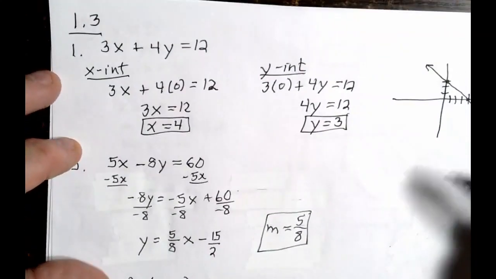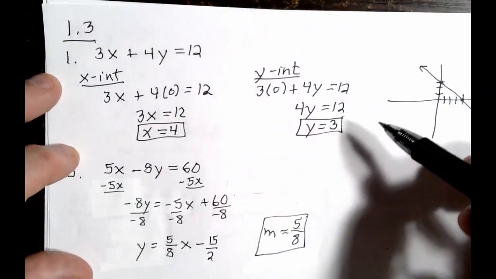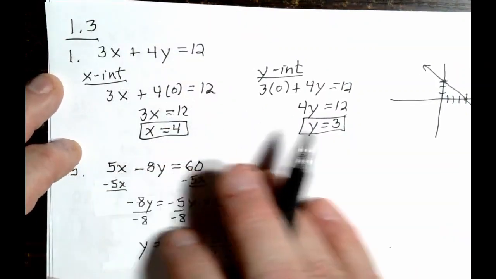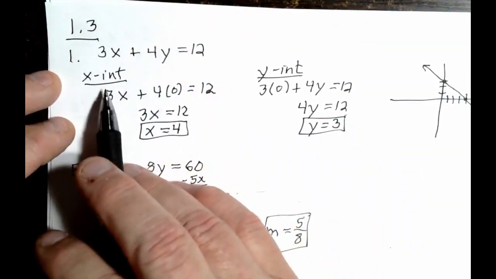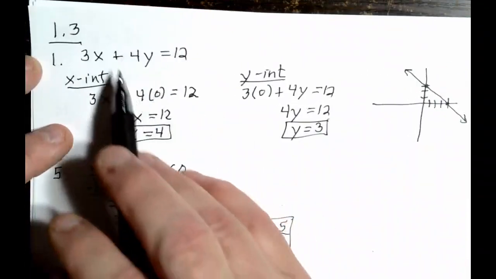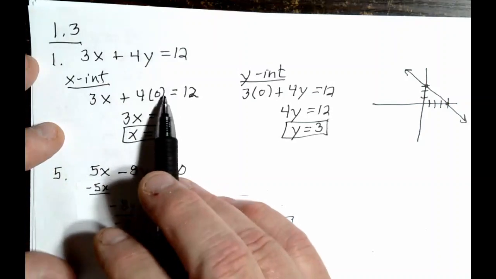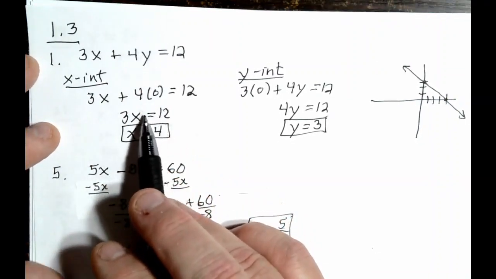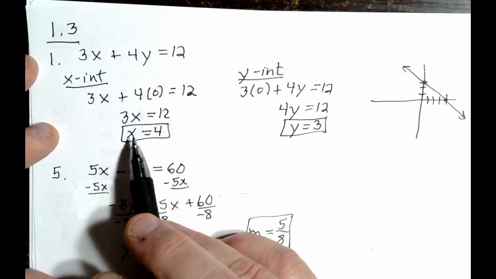Alright, let's look at 1.3. It talks about lines. So the first one they ask you is find the intercepts and graph the function. So you find the x-intercept, the y-intercept, and then you graph it. To find an x-intercept, you let y equal 0. 4 times 0 is nothing, so you just get 3x equals 12.